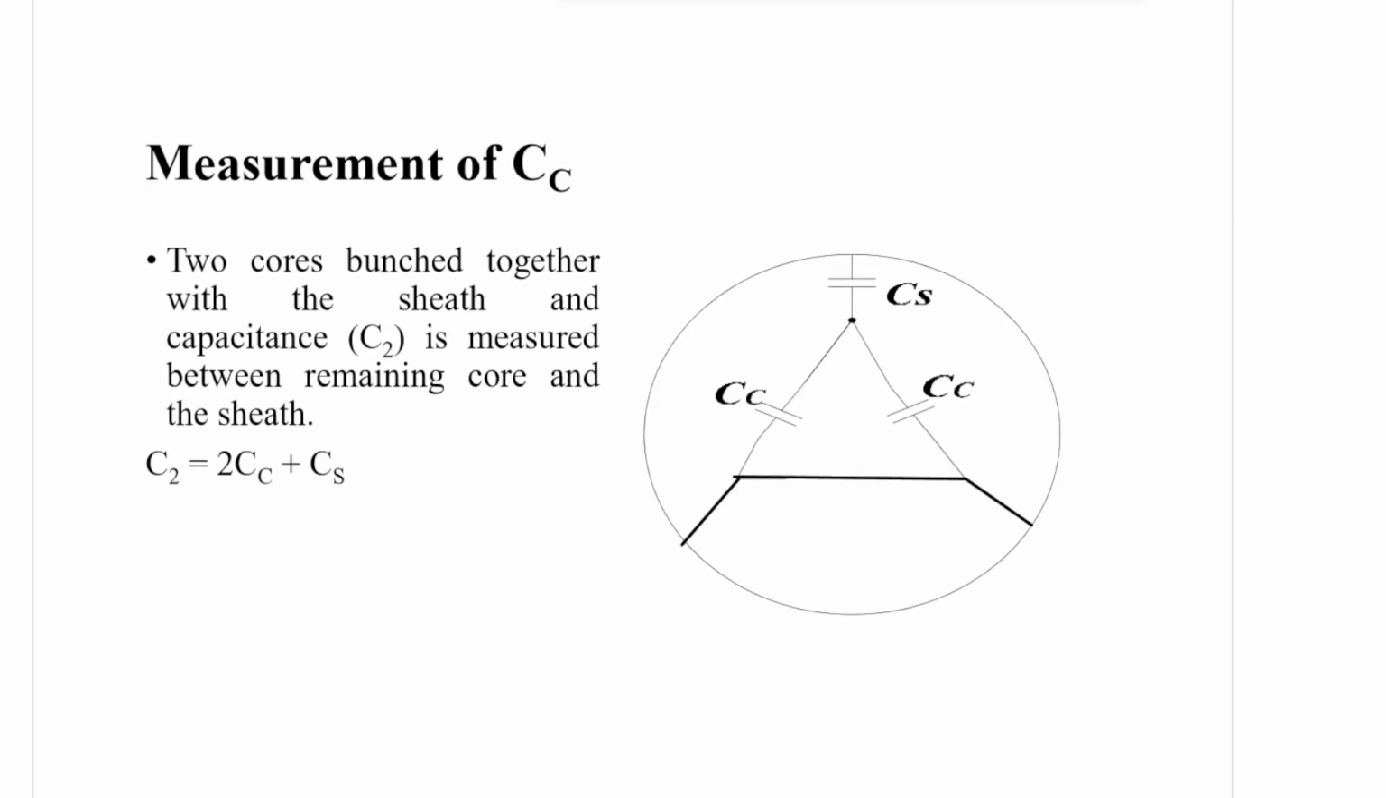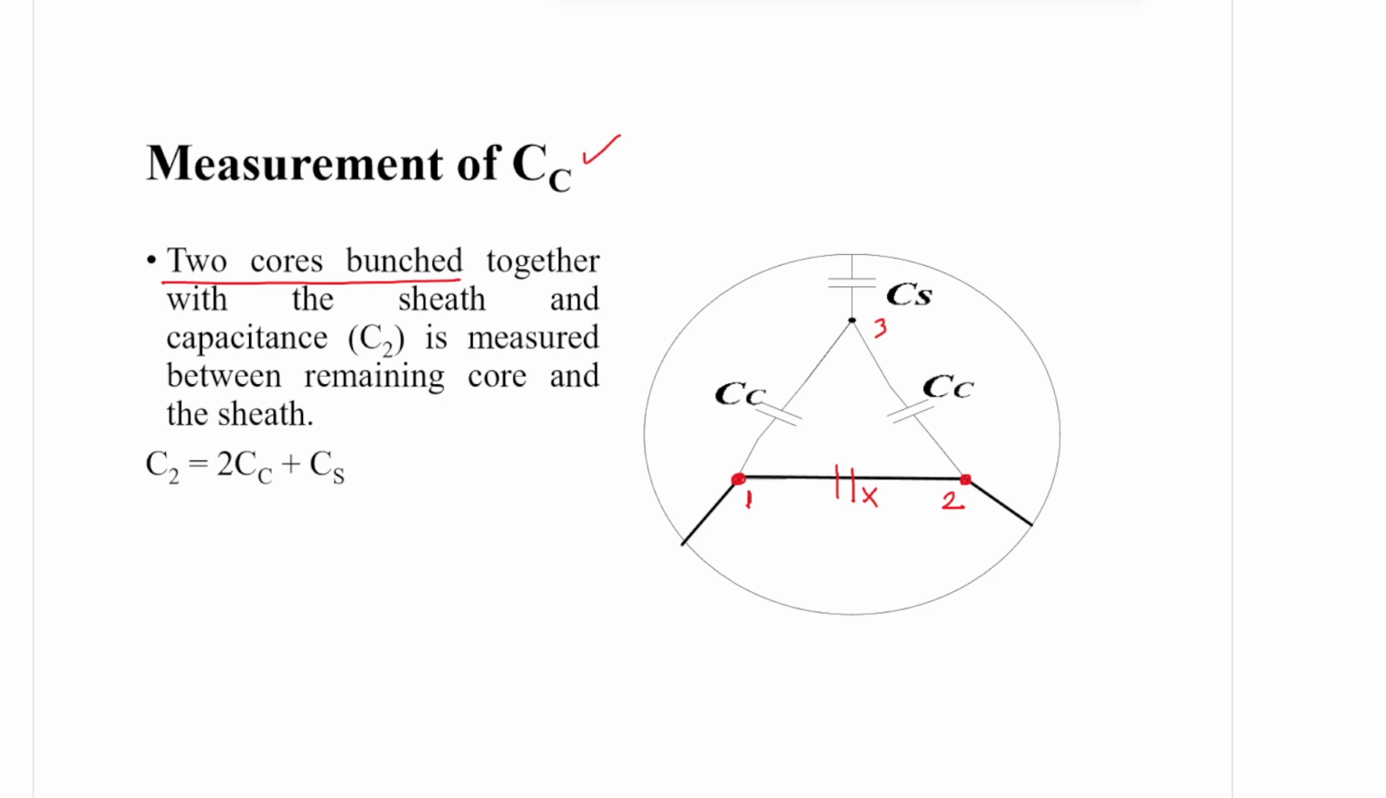Next, how do you measure the CC, the core capacitance? This time you need not bunch 3 cores, you should bunch 2 cores. You should keep 1 core intact. You see, these 2 cores are bunched. You see, this CC is wiped out. So that is not shown, because this is conductor core number 1, core number 2 and core number 3. These core 1 and 2 are bunched together.